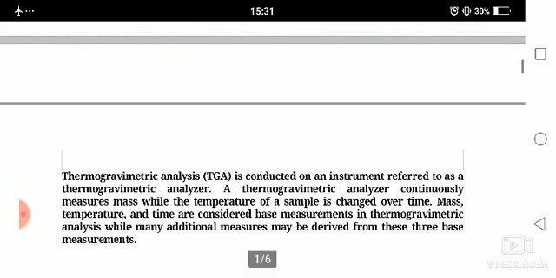Thermogravimetric analyzer. Thermogravimetric analysis is conducted on an instrument referred to as a thermogravimetric analyzer. A thermogravimetric analyzer continuously measures mass while the temperature of a sample is changed over time. Mass, temperature and time are considered base measurements in thermogravimetric analysis, while many additional measures may be derived from these three base measurements.